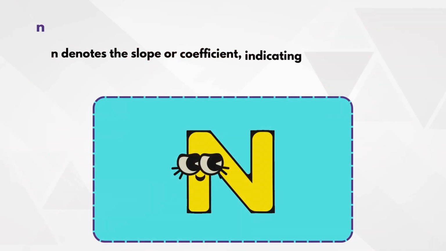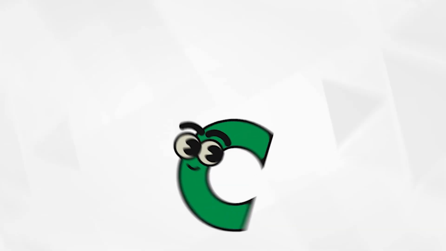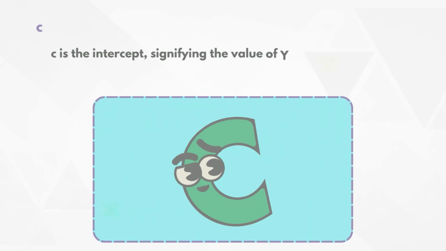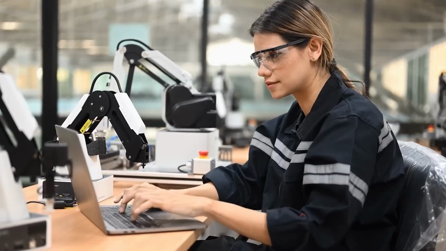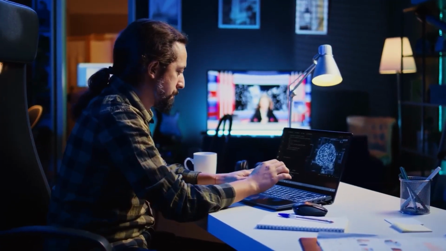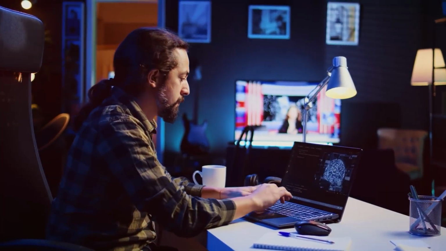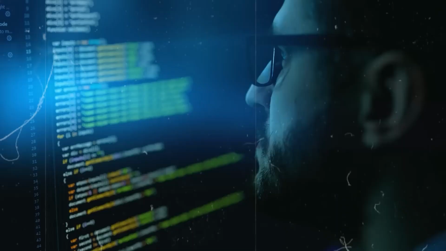m denotes the slope or coefficient, indicating how much y changes with a unit change in x. c is the intercept, signifying the value of y when x is 0, though its interpretation may vary depending on the context. The slope m provides insights into the nature of the relationship. A positive m suggests a direct relationship, whereas a negative m indicates an inverse relationship. The magnitude of m reflects the strength of this relationship.